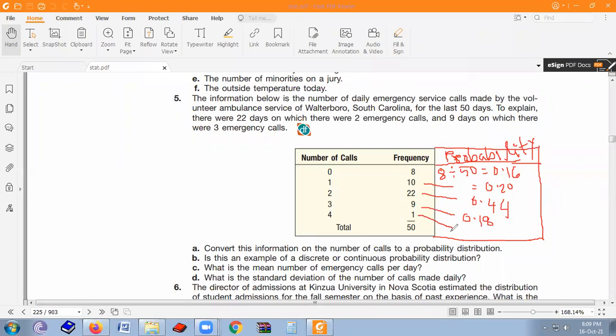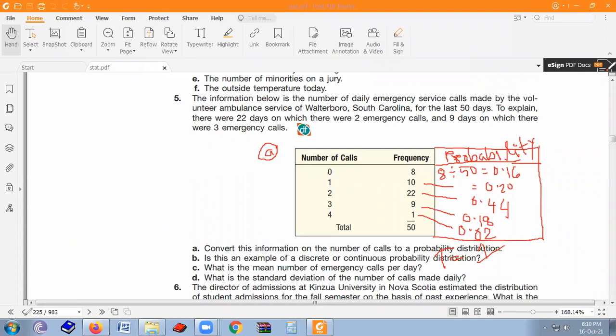Where are you getting 50? Just 50, the total frequency. You have to divide every frequency by the total frequency, then you will get the probability. And total probability will be equal to 1. So this is the answer of question number A. We have converted the frequency distribution to a probability distribution. Clear? Yes, sir. Clear.